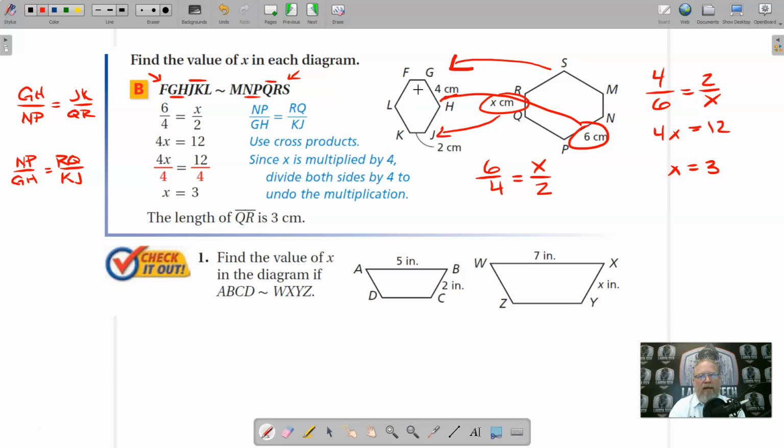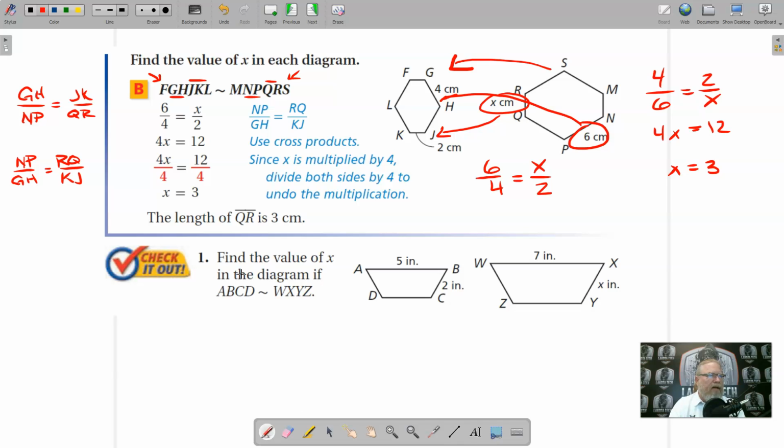Whenever I did mine, I just did mine the other way. I guess I like working left to right. So let's look and see how this works out for them. 6 times 2, or well, 4 times X. Again, I like to keep my extremes on the left and my means on the right. We've talked about extremes and means, where those come from. So 6 times 2, I would have put it on the left, but I guess they want the X over here. And 4 times X is 4X. So we end up with 4X equals 12, which is the same thing I had right over here. Divide both sides by 4, and we get X equals 3, so the length of QR is 3 centimeters.